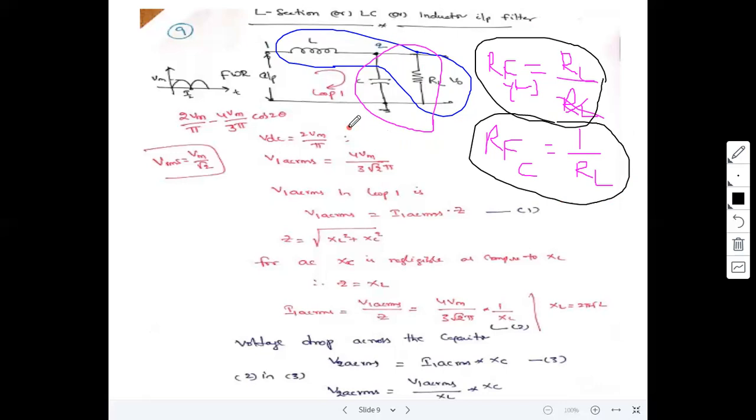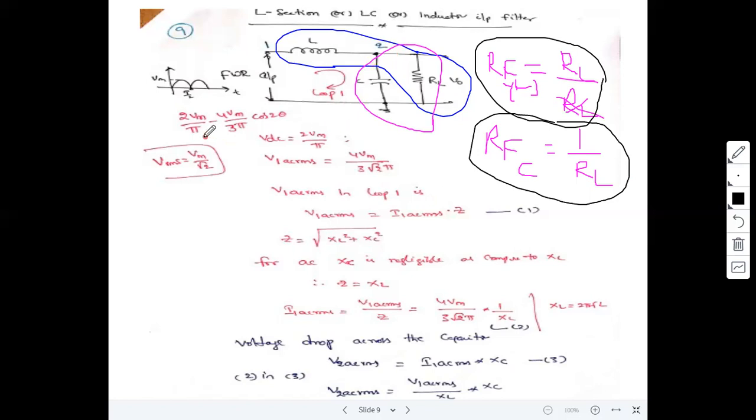Okay. Now for these LC filters, again we have to calculate the ripple factor only. In all filters we have to calculate the ripple factor and prove that this ripple factor is very small compared to the full wave rectifier output ripple factor. When we substitute the values, if this ripple factor value is small, then only filter action is taking place in the circuit.